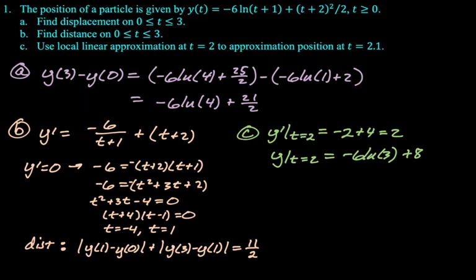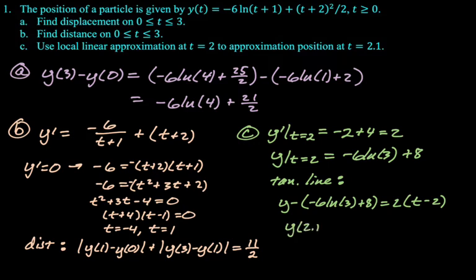So my tangent line, I'm going to point slope this thing. So I'm going to do y minus the quantity, -6 natural log of 3 plus 8, which is gross. But it's what you got to do. And then equals 2 times the quantity t minus 2. So for an approximation, we always use the approximately equal to, the wavy equal sign.